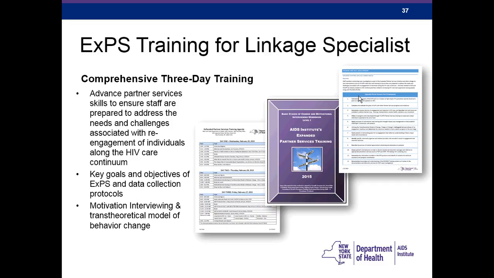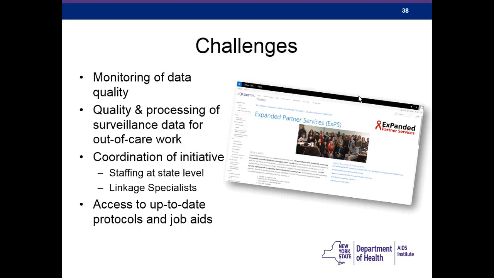Okay, so next slide. Challenges in this work: we've found that with any program, it's monitoring data and quality, and also using the quality and processing of surveillance data for out-of-care work. I believe it was Colorado who spoke a little bit earlier about this being a new intervention, and surveillance data originally wasn't thought to be used in such a way. We've been working with what we can to get this initiative rolling in New York State. It posed some challenges at the beginning, but we think we've got it down now.